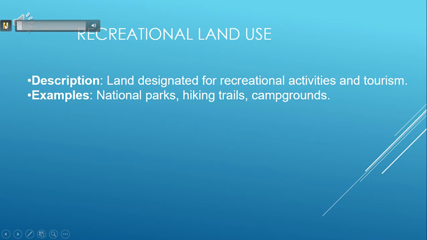Next is recreational land use. What is recreational land use? Land designed for recreational activities and tourism. For example, national parks, hiking trails, campgrounds. These are the examples of recreational land use. What is recreational? The land which is used for tourism, the land which is used for recreational activities, is called recreational land use.